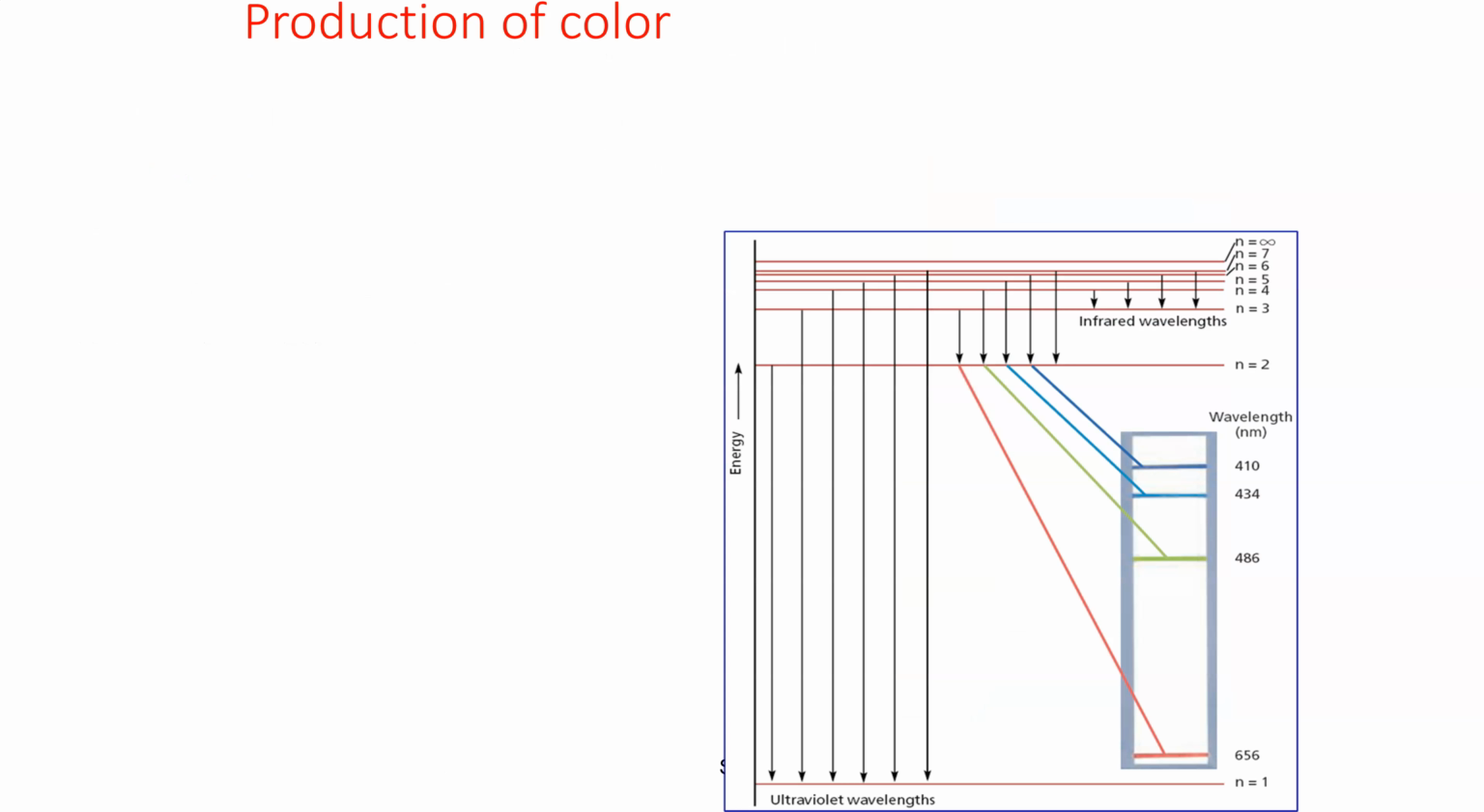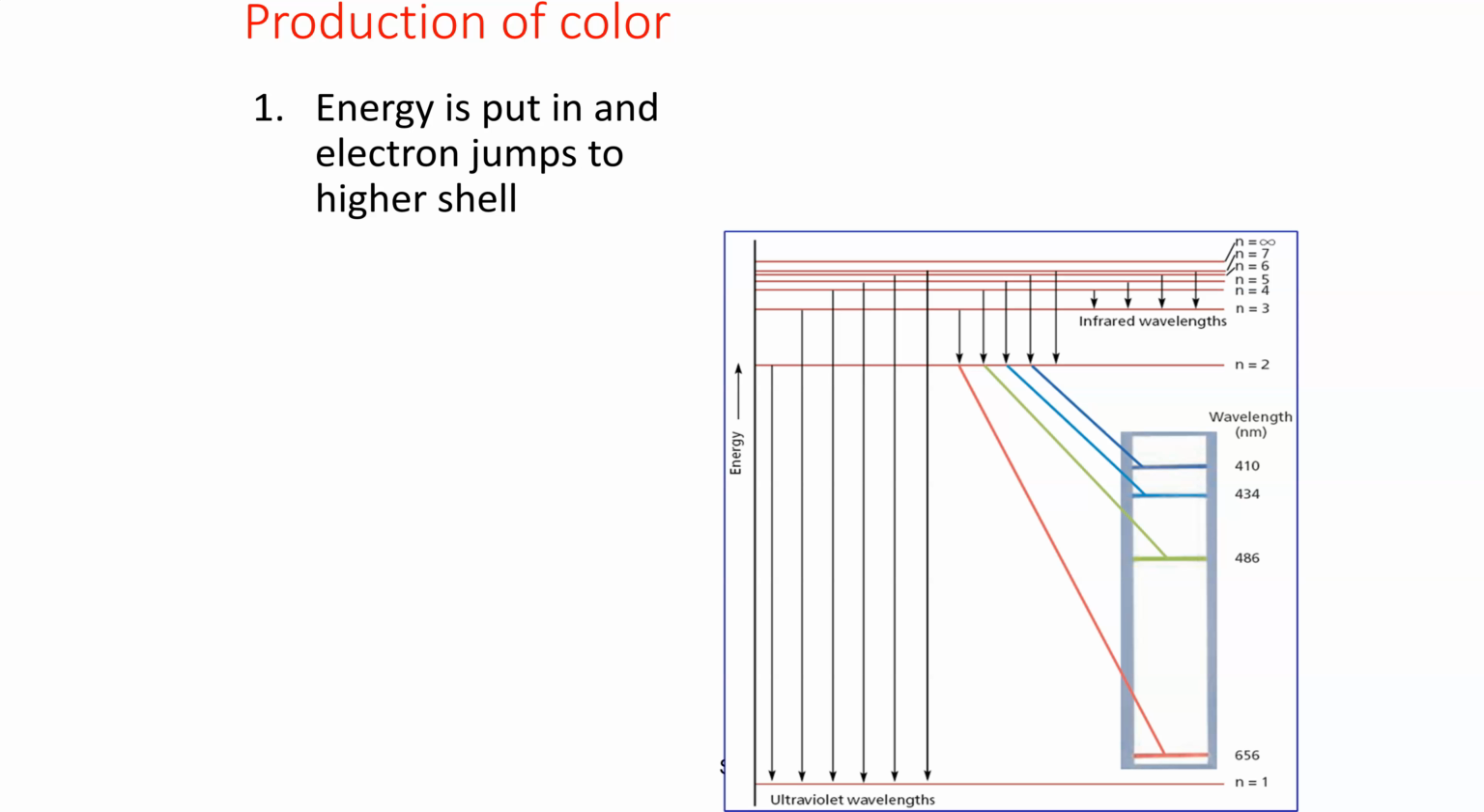Production of color. So what happens? Energy is put in, an electron jumps to a higher shell. So what you're seeing here, you put energy in, and let's say for this situation, you cause it to jump from the first, let's go over here to this left side. So this electron went from the first shell to the 2nd shell. So what color did it produce? Well, it doesn't really show you in this particular example what these ones over here produce, so we're going to ignore these. So we're going to look at these ones.